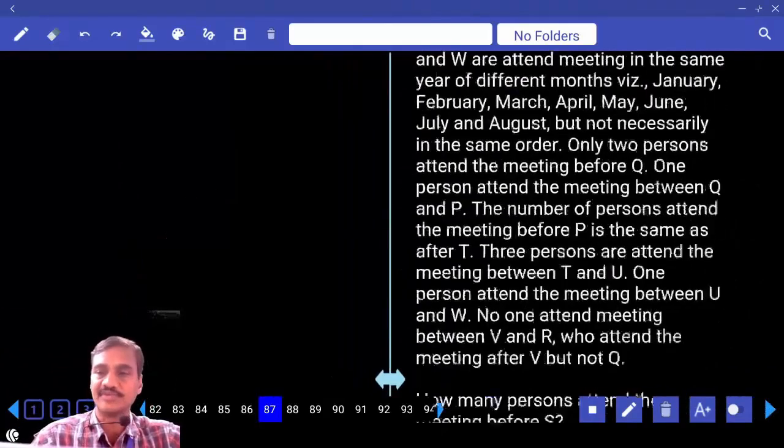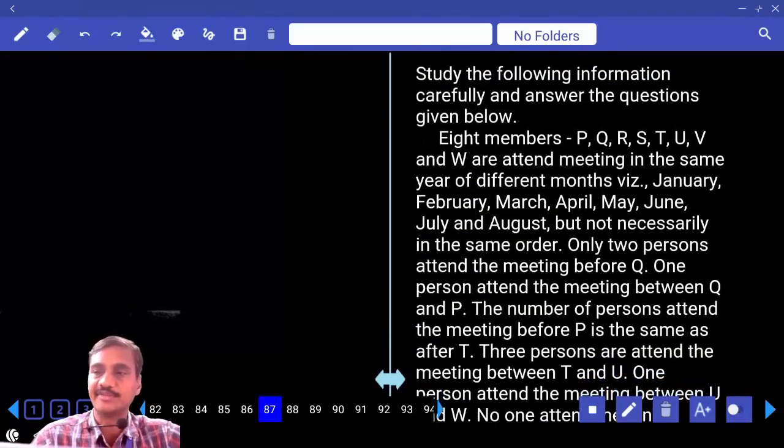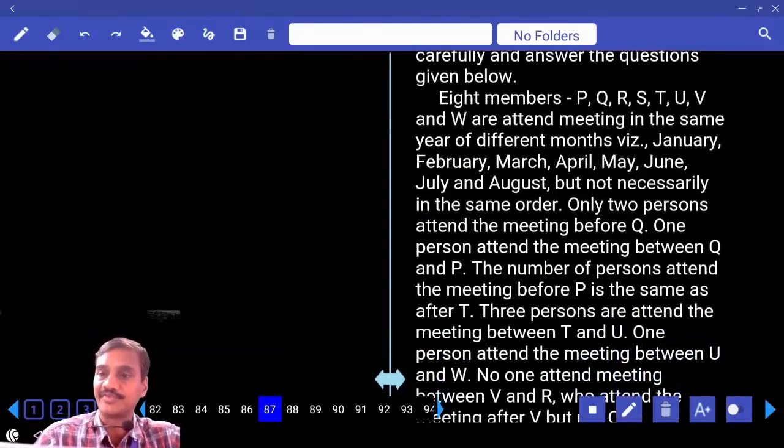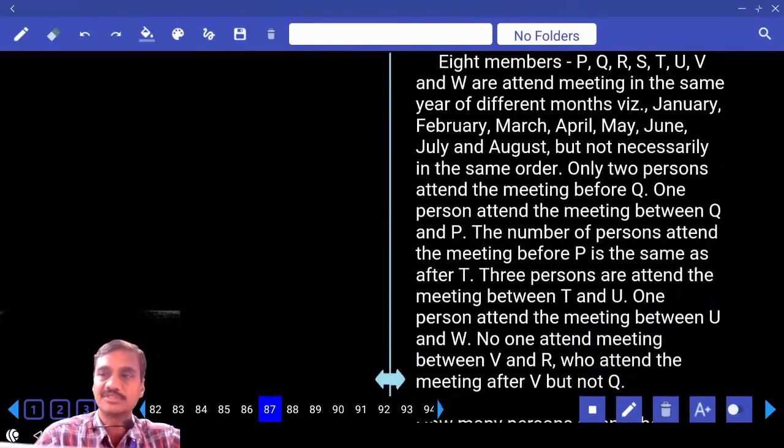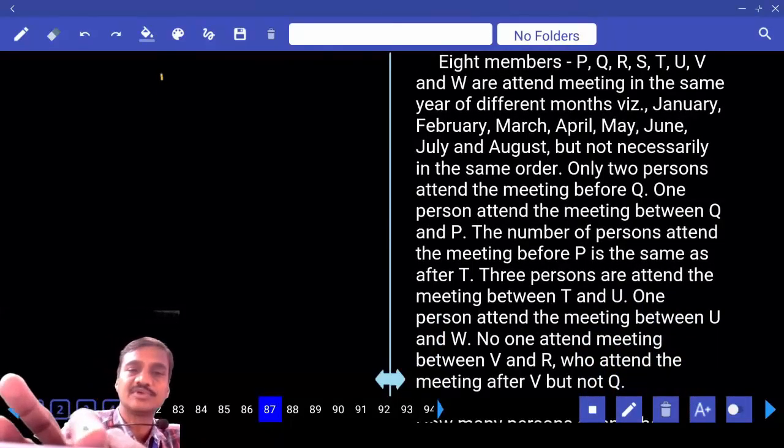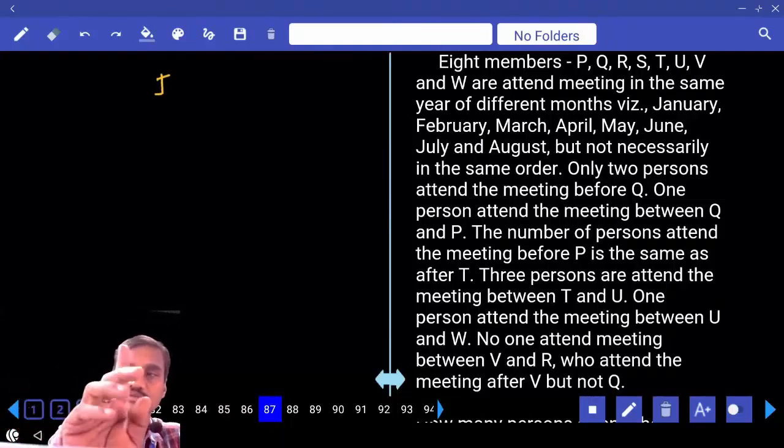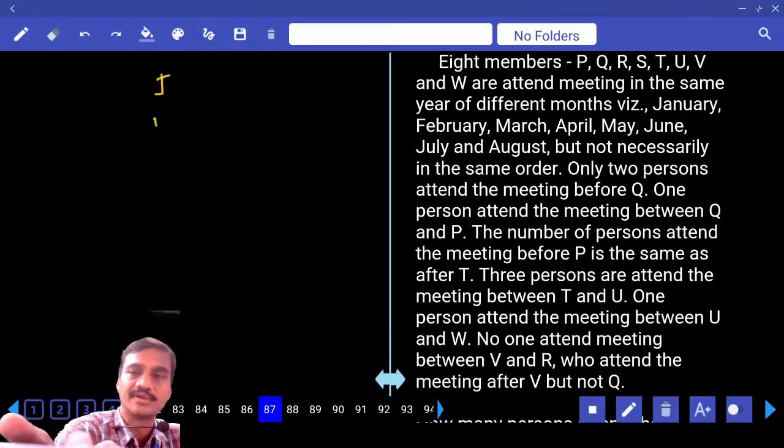Now in this question 87, it is based on 8 members and different months were given. How many months? 8 different months. As the months were given, we need to write down the months at the beginning. At the center, top to bottom: Jan, Feb, March, April, May, June, July and August.